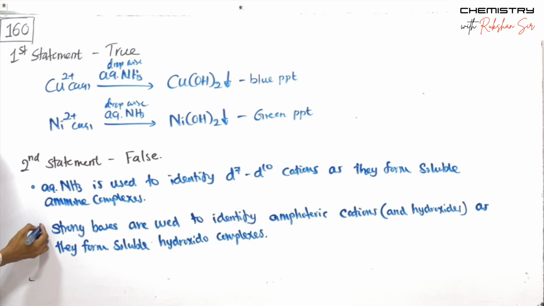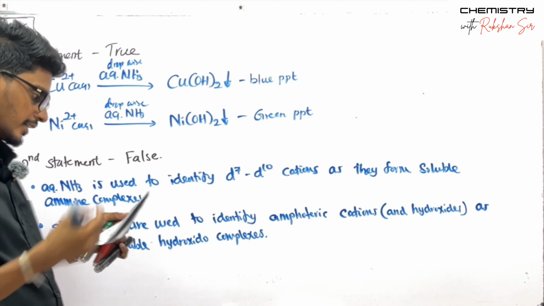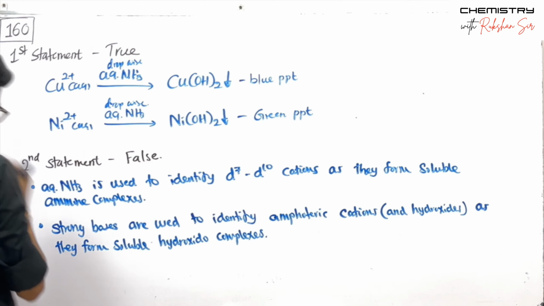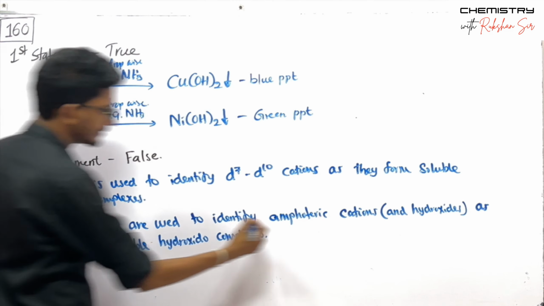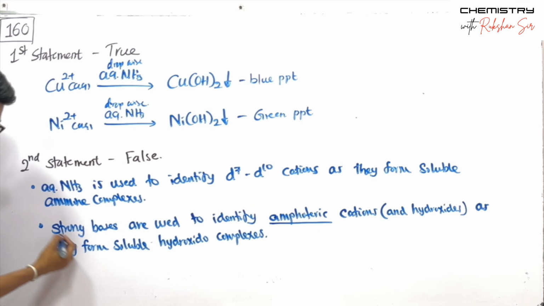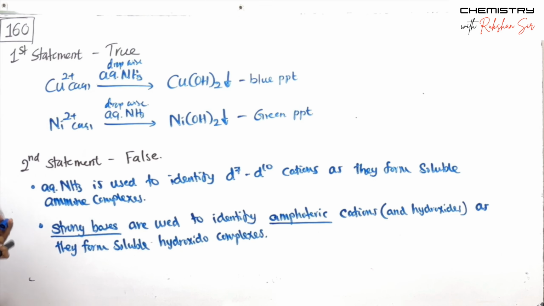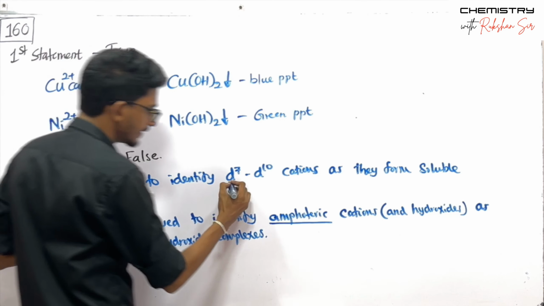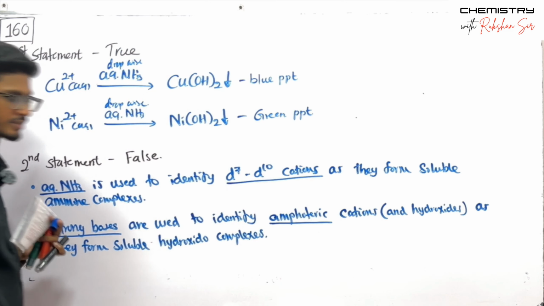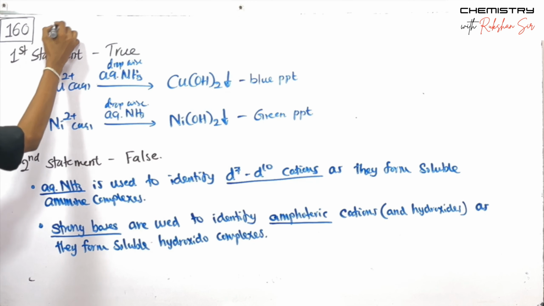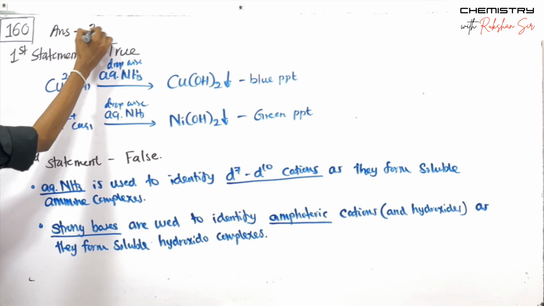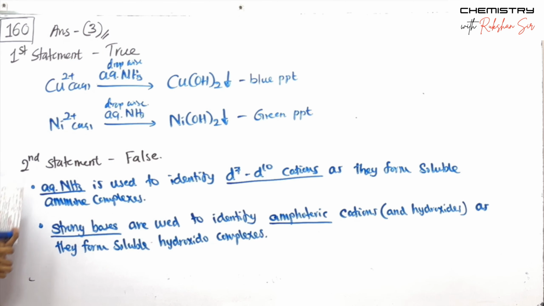So NH3 can't be used to identify the amphoteric behavior. To identify amphoteric behavior, you need strong bases, not a weak base like NH3. So NH3 is used to identify the complex-forming nature of your compounds. Remember that. So true and false, that means the answer should be answer number 3.